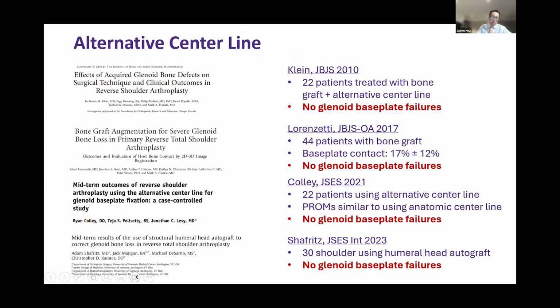The results in the literature are pretty good, and the original report of this alternative center line was in 2010. Since then, a number of different surgeons have reported case series, and the rate of base plate failure is pretty low.